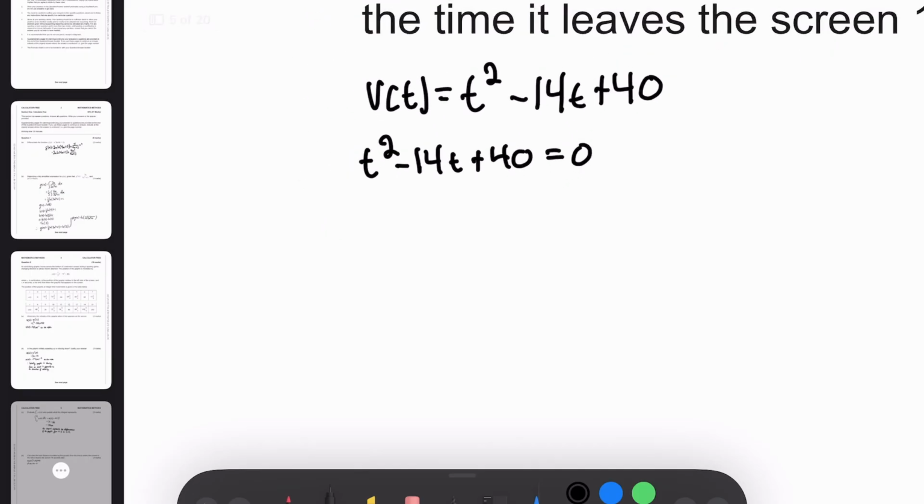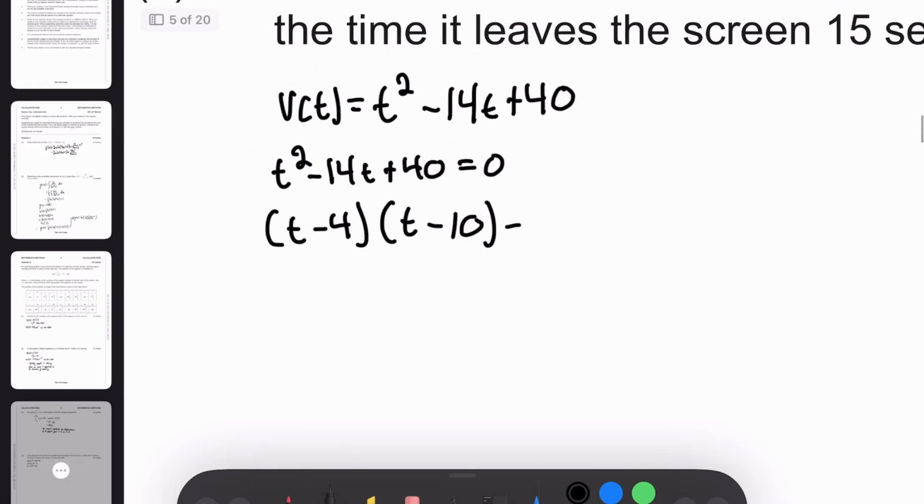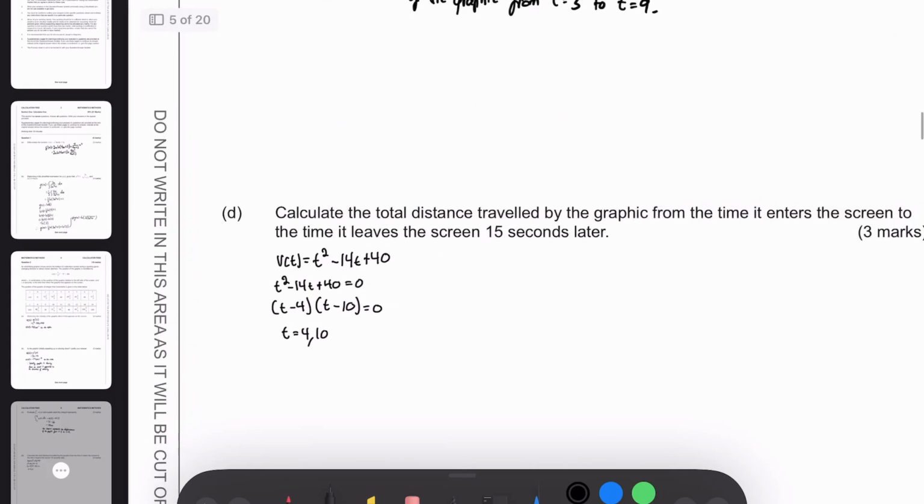Now if you're quick, it should be a pretty simple one. You can see that this will factorize like this, t minus 4 with t minus 10, because we can break this up into a negative 4 and negative 10, and that also adds up to our negative 14t there. If not, maybe if you want to use the quadratic formula, but I think that's a bit excessive. Anyway, from here, you can find that the times that our graphic is going to be at rest is t equals 4 and t equals 10.